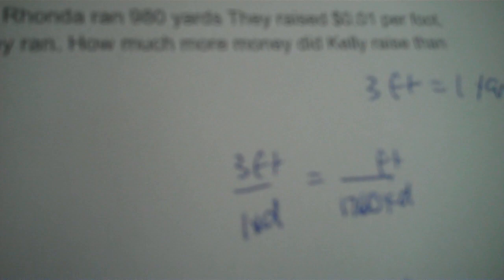Okay, so I got a couple things. 3 feet over 1 yard, because I need to find out how many feet both these people ran. So feet, yards, feet, yards. So Kelly ran 1,760 yards. I need to find out how many feet that is. So I'd take 3 times 1,760 divided by 1. That's going to be 5,280. That's actually a mile. But they want feet, so that's what we'll put. So I know that she ran 5,280 feet.